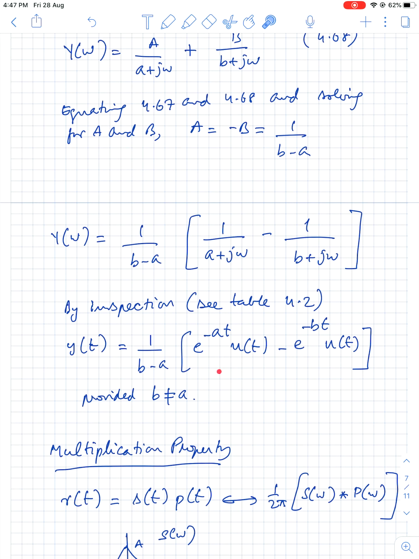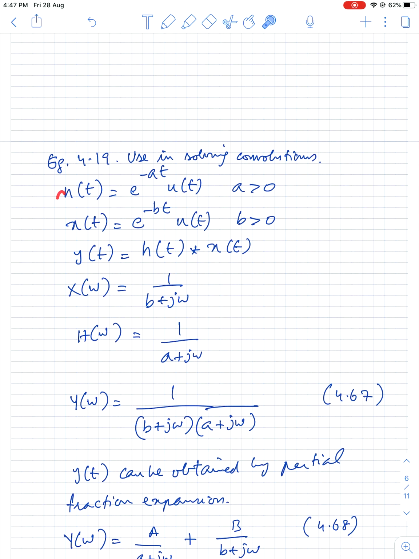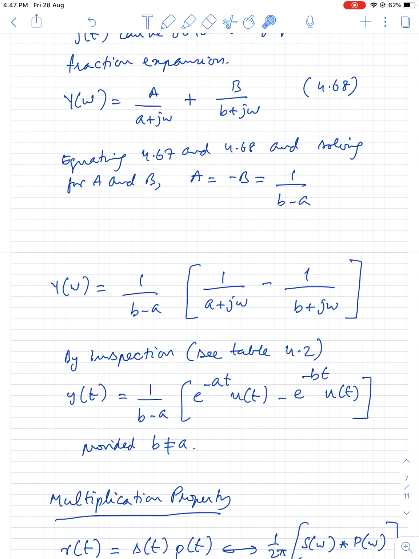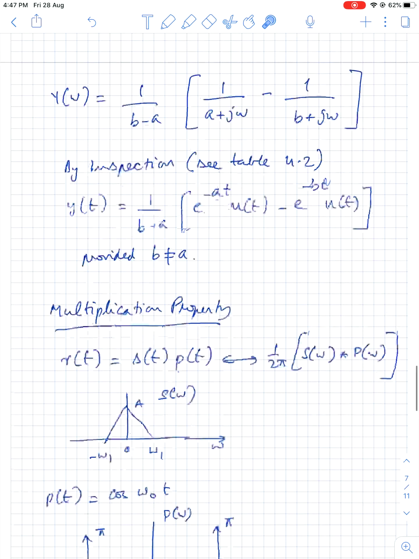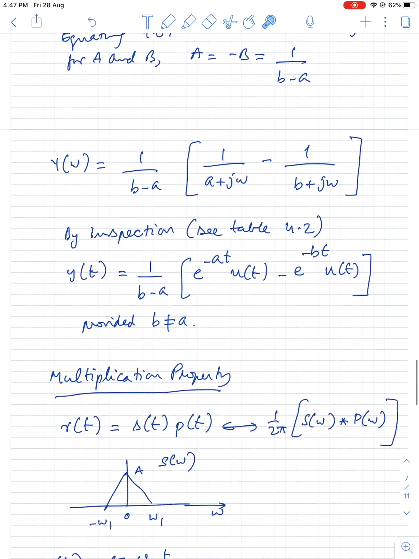This is nothing but two causal decaying exponentials, subtracted and scaled. So when you convolve these two signals in time, you get this signal in time. This final signal you get by taking the inverse Fourier transform of Y of omega. We have applied the convolution property here. Equivalent to the convolution property, there is a multiplication property. Always remember the duality of the Fourier transform. We said that when we convolve in time, it is equivalent to multiplication in frequency. Similarly, when we multiply in time, it is equivalent to convolution in frequency. That is what we will see here.